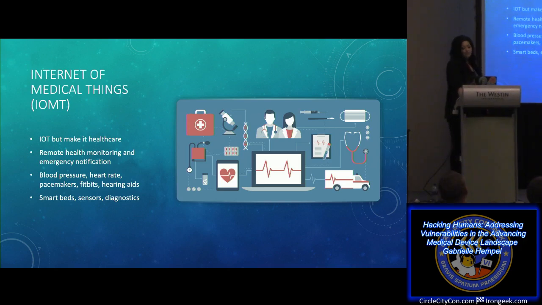So let's talk about the Internet of Medical Things, IoMT. It's basically IoT, but make it healthcare. IoMT is a connected system of medical devices and apps that collect medical data that is then provided to information systems through networks. A lot of times, these devices enable remote health monitoring and emergency notification. These devices can range from heart rate monitors and internal defibrillator implants, aka items that are used directly on a person, to smart beds and diagnostic machines, or items that are used to aid in a patient's care.